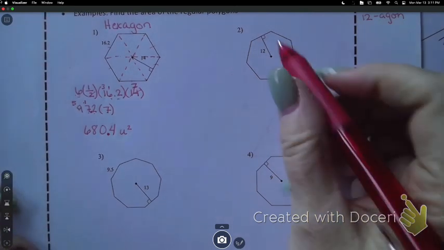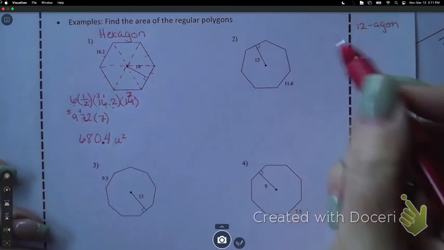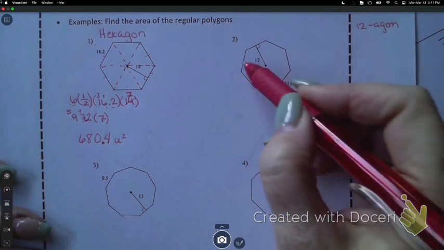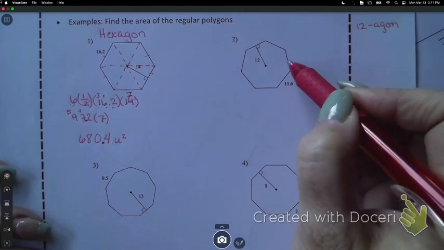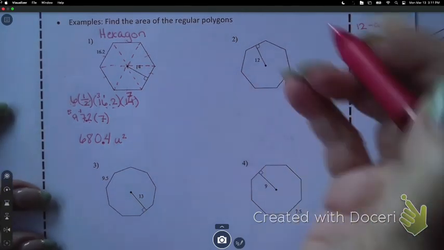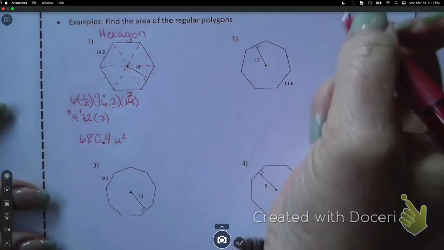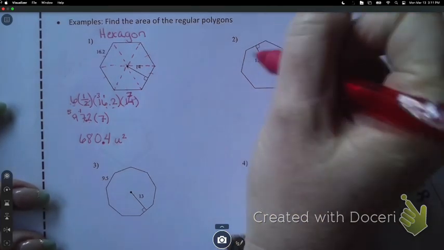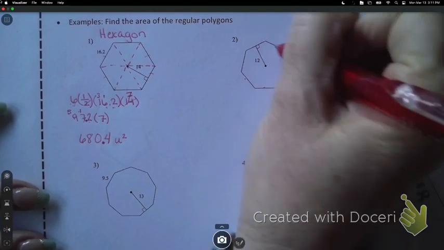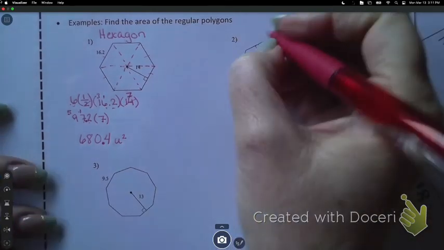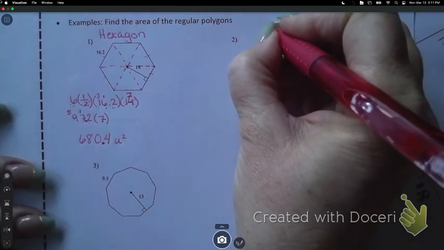So, what's my first step on number 2? Count. 1, 2, 3, 4, 5, 6 again. So it is a hexagon. Are you sure? We counted 7 last time. I counted 7. It's 7. Okay, so that is a, anyone know that one?